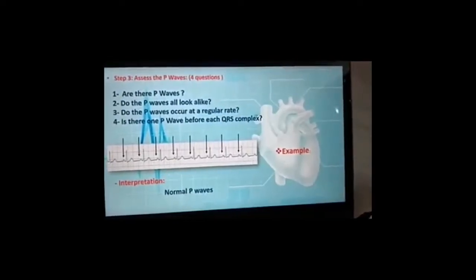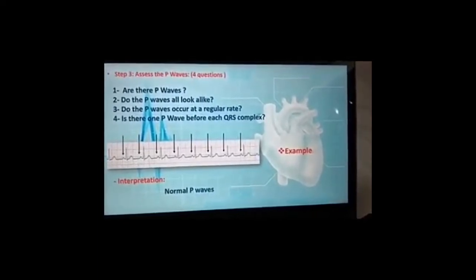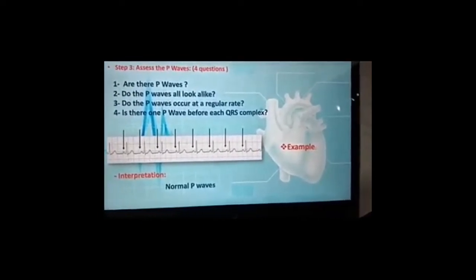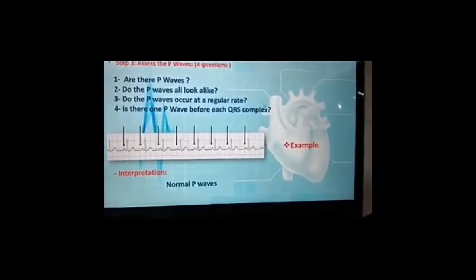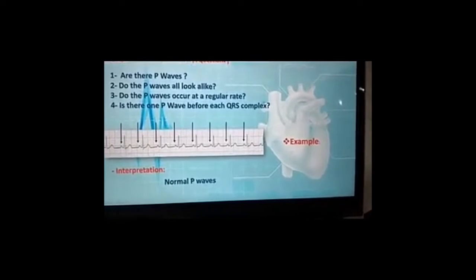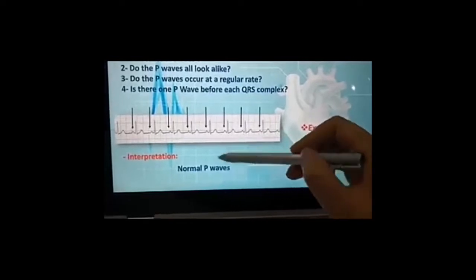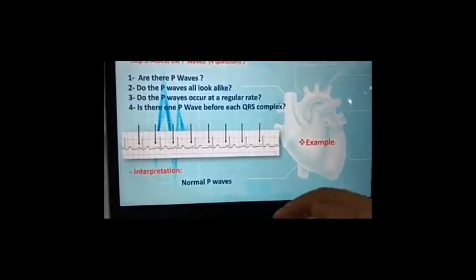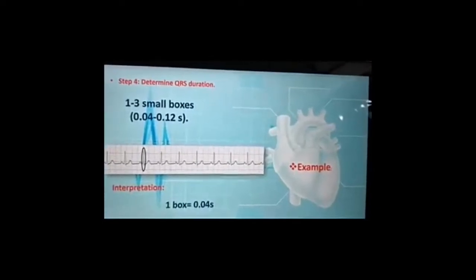Okay, step number three is assess P waves. هيكون through four important questions. First question, are there P waves? هل موجود في P wave? The second one, do the P waves all look alike? هل كلها تشبه بعض? Three, do the P waves occur at a regular rate? موجودة في كل pulse. Is there one P wave before each QRS complex? هي هذا ال QRS complex. هل موجود in one P wave before it? طب, as the example here, the interpretation is normal P waves. يتحقق الشروط.